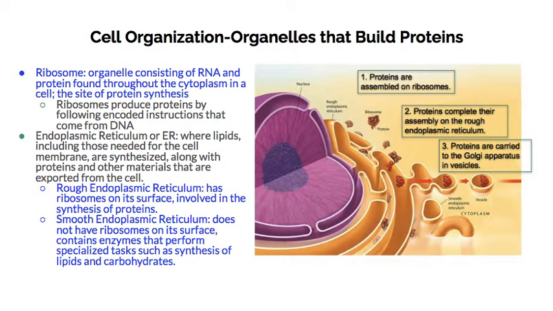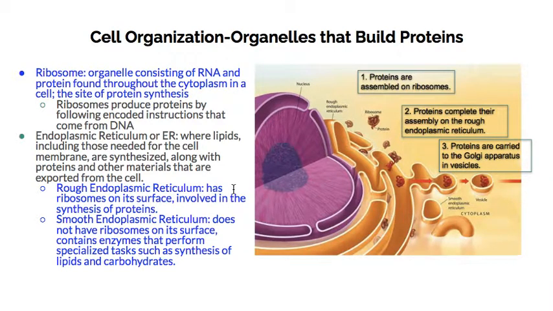So now we're going to talk about organelles that build proteins. So first we have the ribosome, which is an organelle consisting of RNA and proteins found throughout the cytoplasm in a cell, and it is also known as the site of protein synthesis. Ribosomes produce proteins by following the encoded instructions that come from DNA. Then we have our endoplasmic reticulum, or ER, where lipids, including those needed for cell membranes, are synthesized, along with proteins and other materials that are exported from the cell.